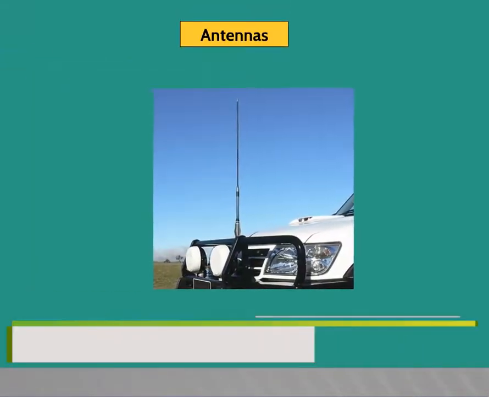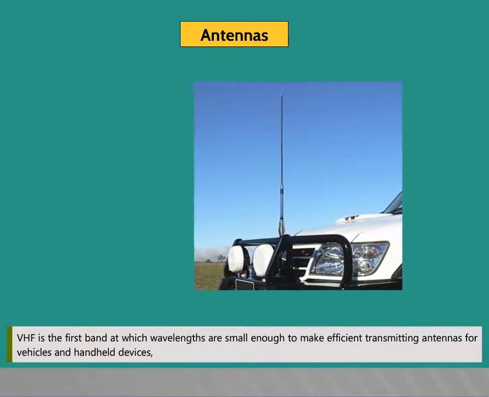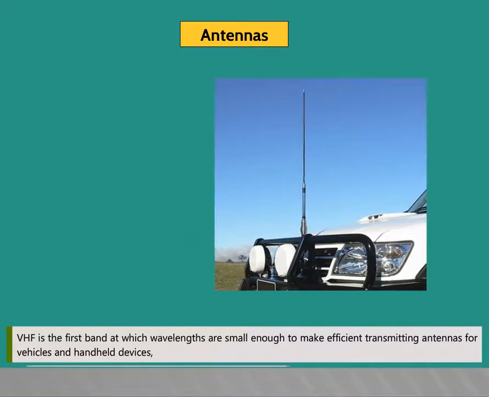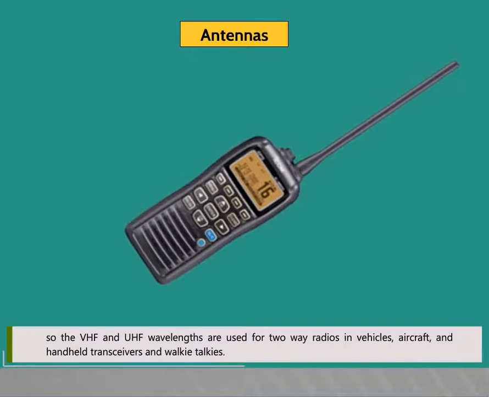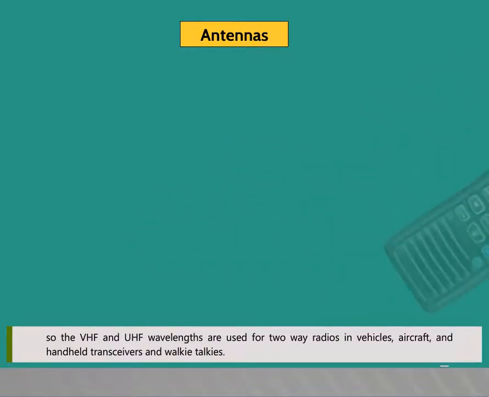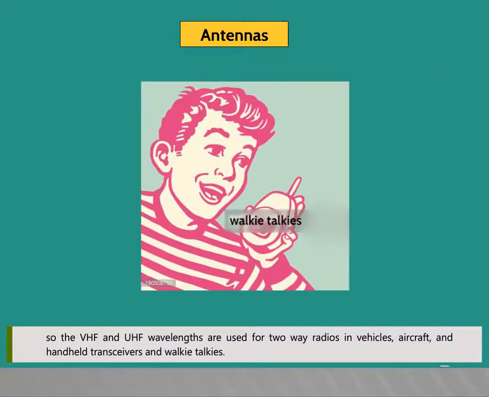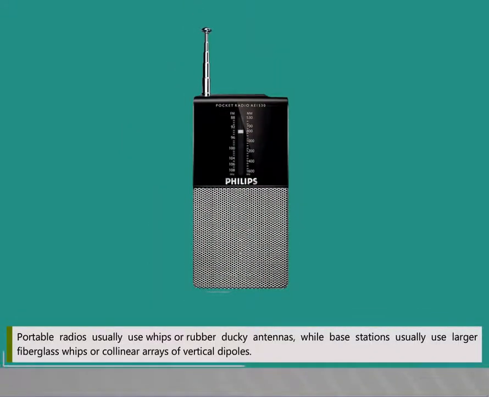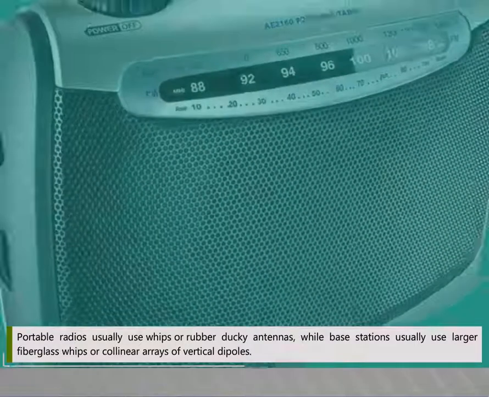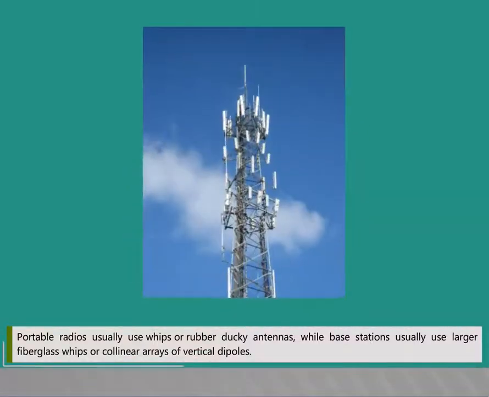Antennas. VHF is the first band at which wavelengths are small enough to make efficient transmitting antennas for vehicles and handheld devices. So, the VHF and UHF wavelengths are used for two-way radios in vehicles, aircraft, and handheld transceivers and walkie-talkies. Portable radios usually use whips or rubber ducky antennas, while base stations usually use large fiberglass whips or collinear arrays of vertical dipoles.